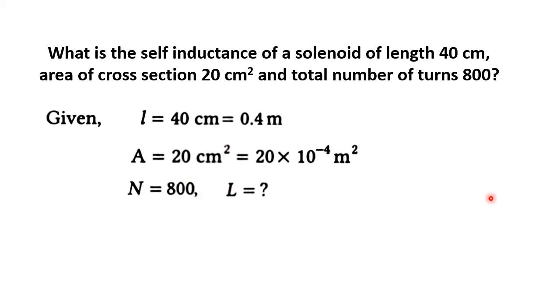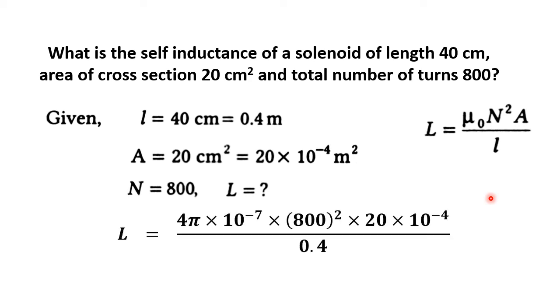So L value they're asking. According to the formula, L equals mu naught N square A by l. Here mu naught is the constant permeability of the free space that we have to remember. Mu naught equals 4 pi into 10 to the power of minus 7. So if you substitute, L equals 4 pi into 10 to the power of minus 7 into number of turns 800, so 800 square, into capital A, area 20 into 10 to the power of minus 4, by l, length of the solenoid or coil, 0.4.